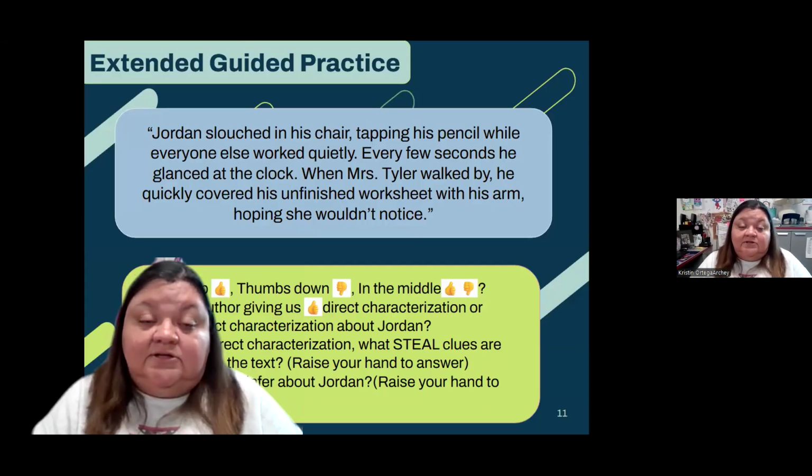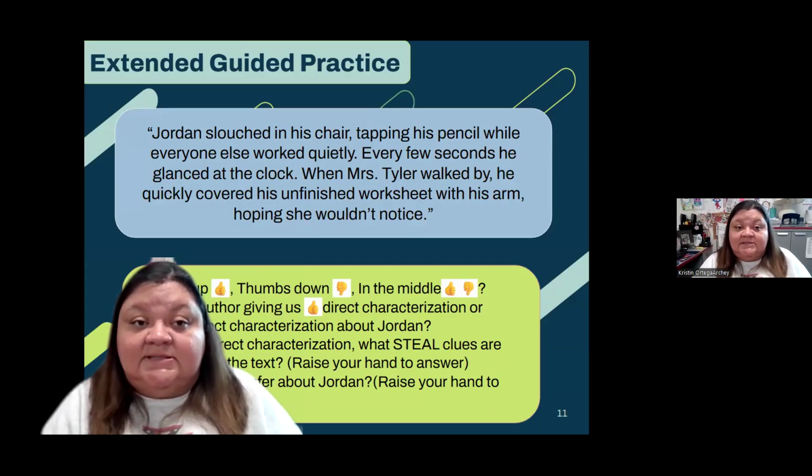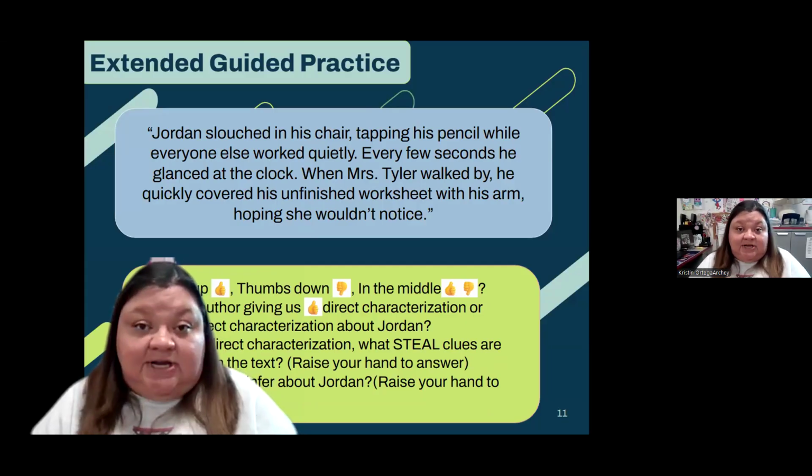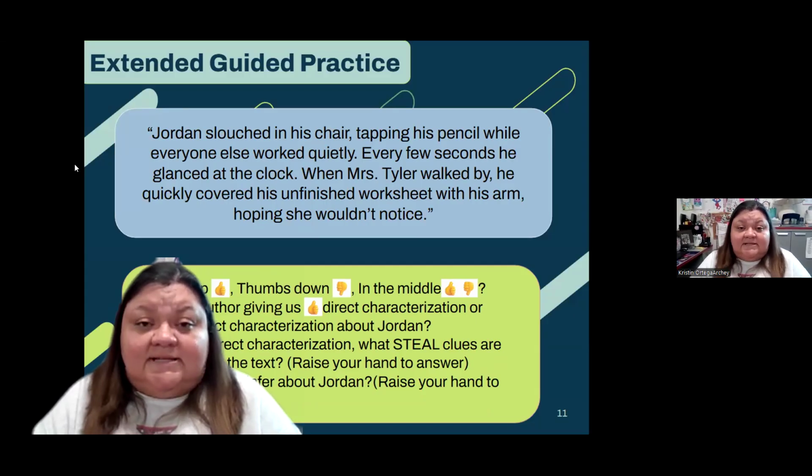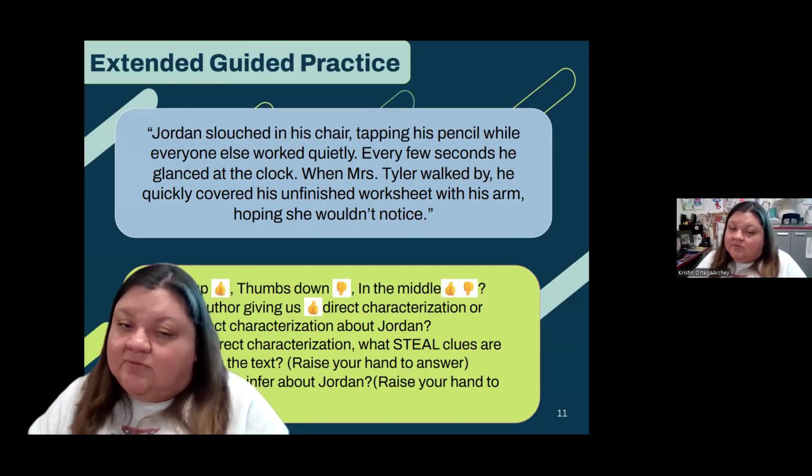This one you're going to do with me. I'm going to read a little passage about Jordan. It says, Jordan slouched in his chair, tapping his pencil while everyone else worked quietly. Every few seconds, he quickly glanced at the clock. When Mrs. Taylor walked by, he quickly covered his unfinished worksheet with his arm, hoping she wouldn't notice.